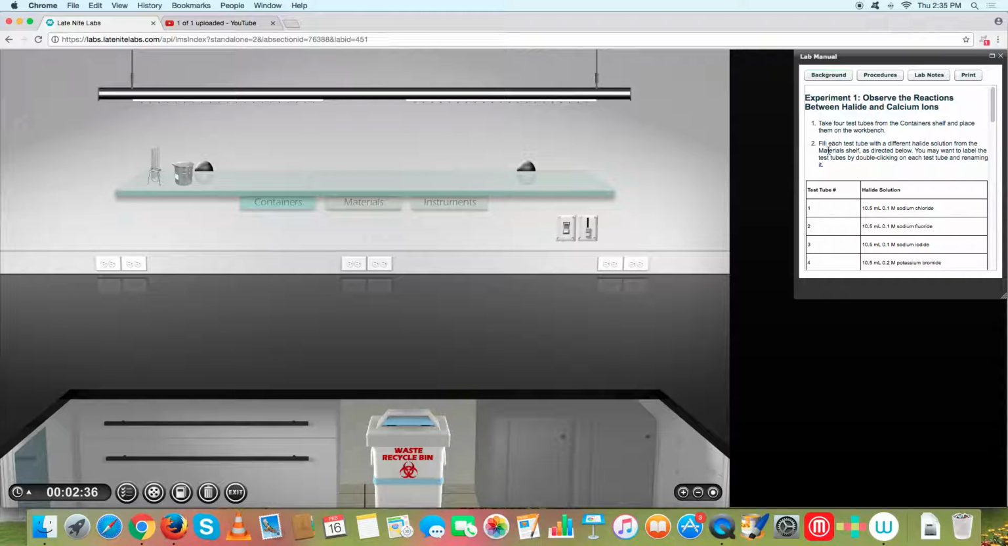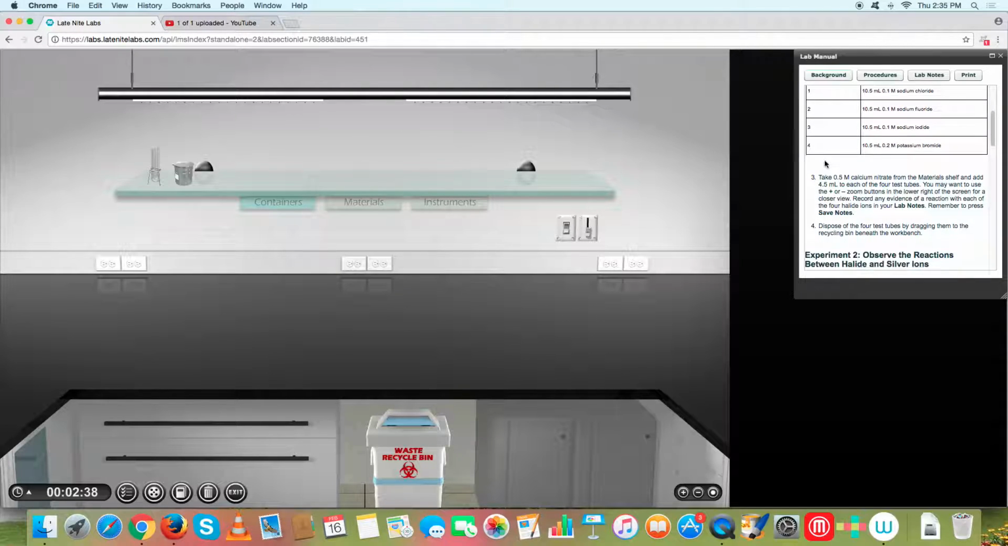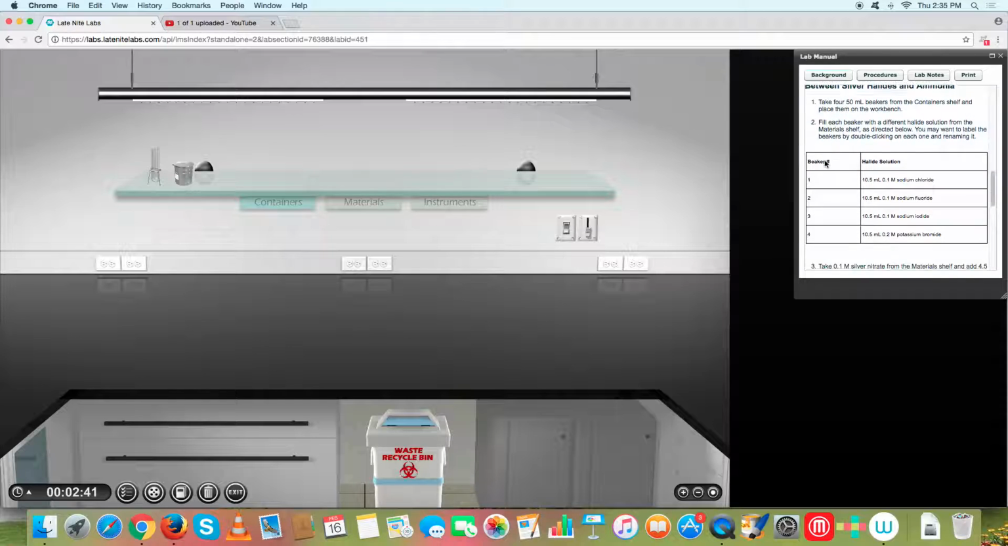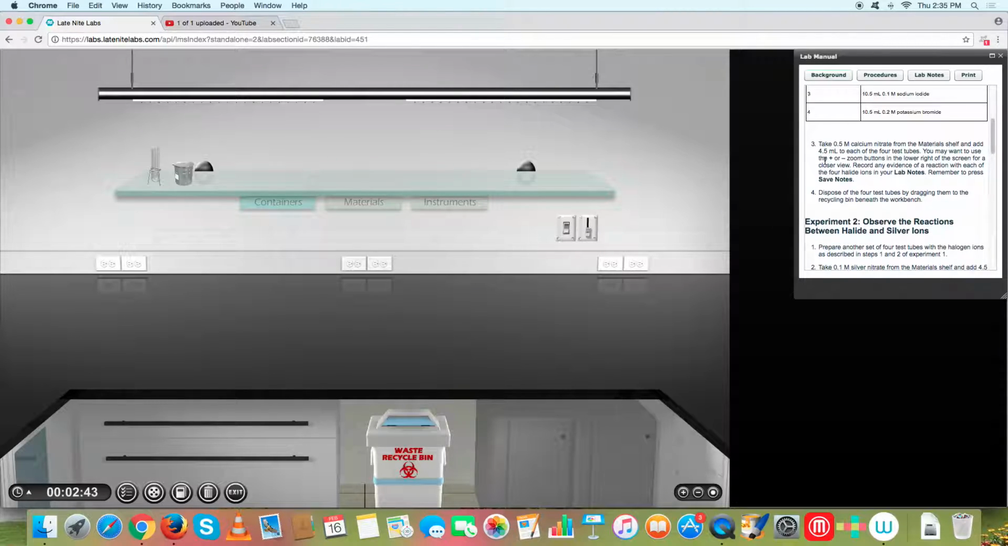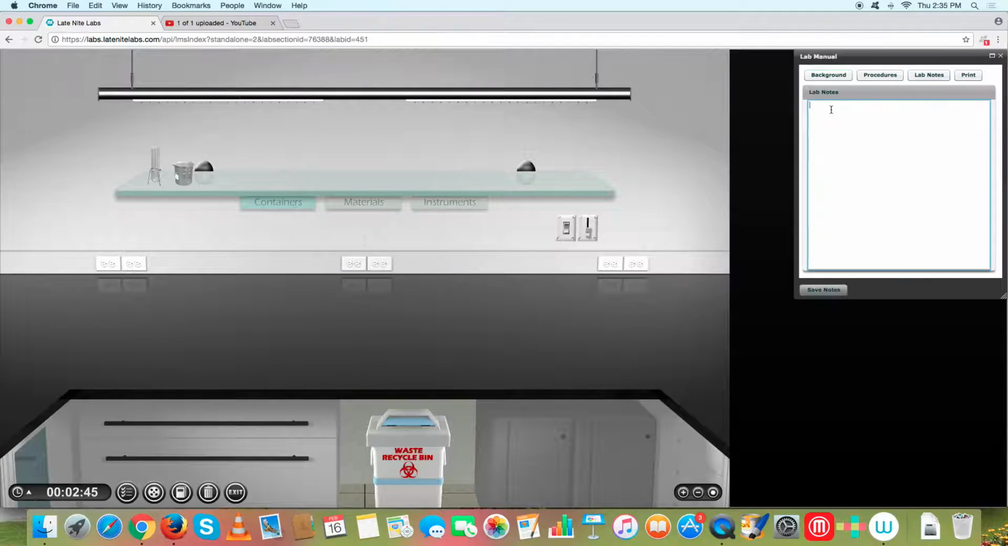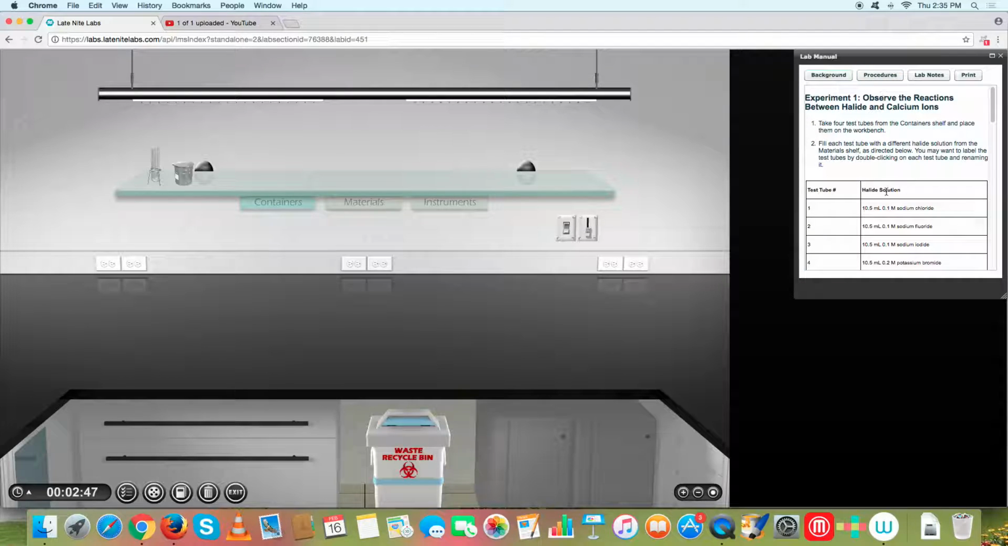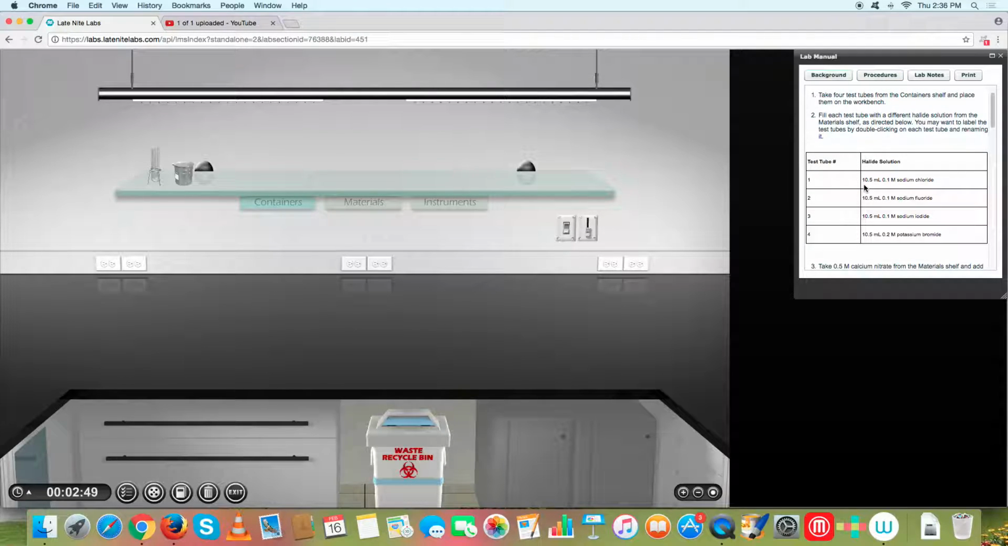The first thing it says, and I'm just going to do this part of the experiment first, and then you can do the rest of it yourselves. Make sure that any results you write down are written into your lab notes. Just don't try and remember everything. You've got to write it down so you can write up your report. Alright, so let's look at the procedure.